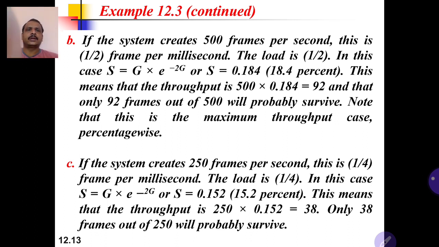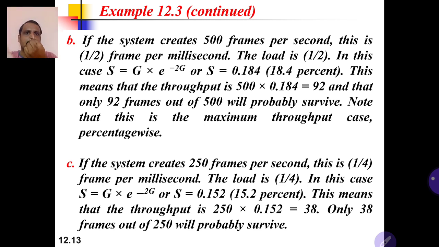Okay, so we can continue. G is equal to half a frame produced during the frame transmission period. When G is equal to half, only then can you achieve the maximum throughput, that is 0.184, 18.4%. Out of the 500 frames, only 92 frames survive in this case.